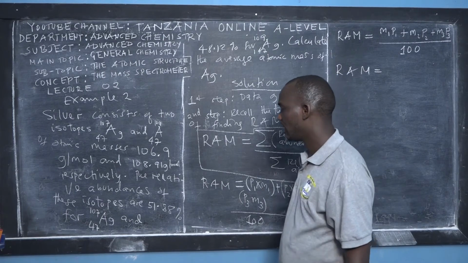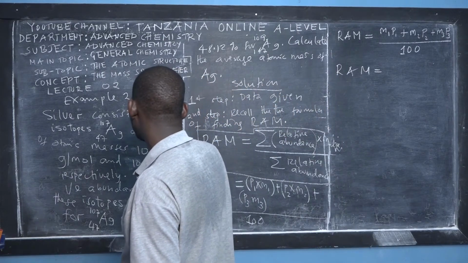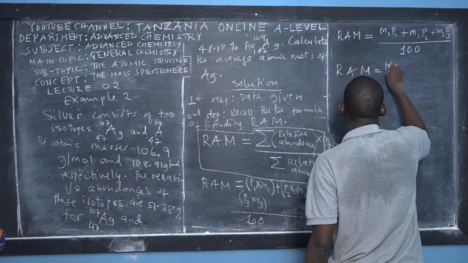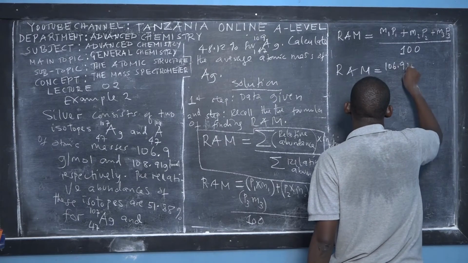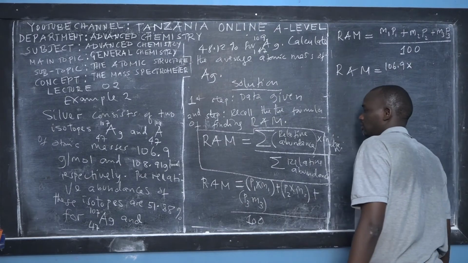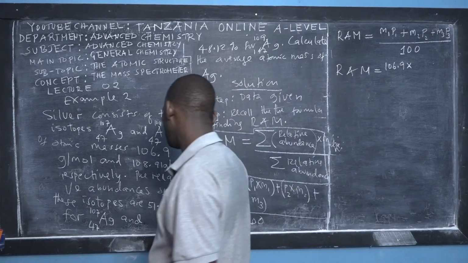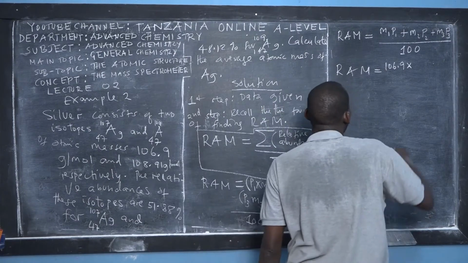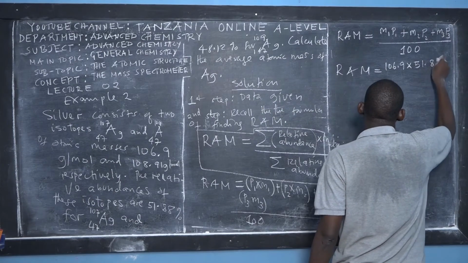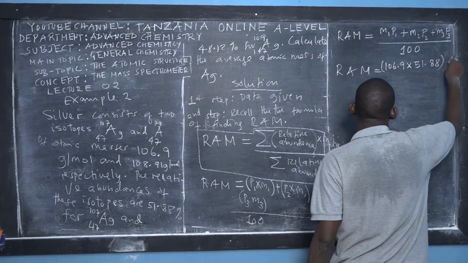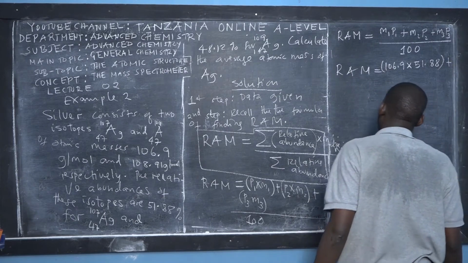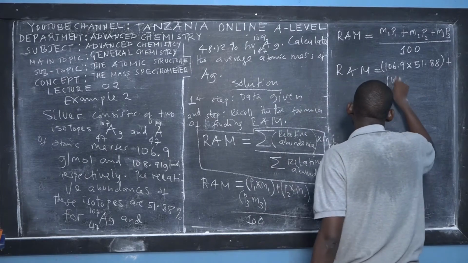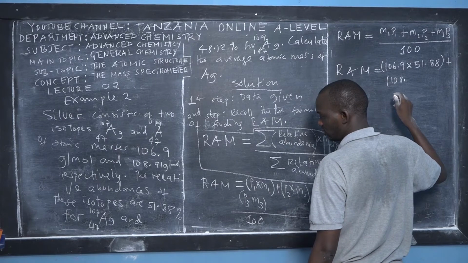Mass of the first isotope, so isotopic mass 106.9. We multiply with what? Relative abundance, which is 51.88. We put the close bracket because of the space. Then we say plus, again the product of what? 108.91.